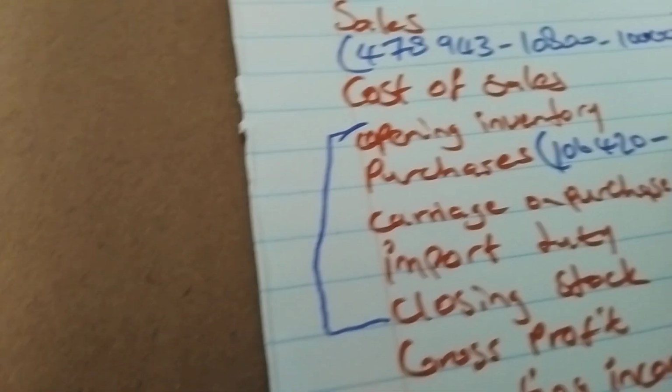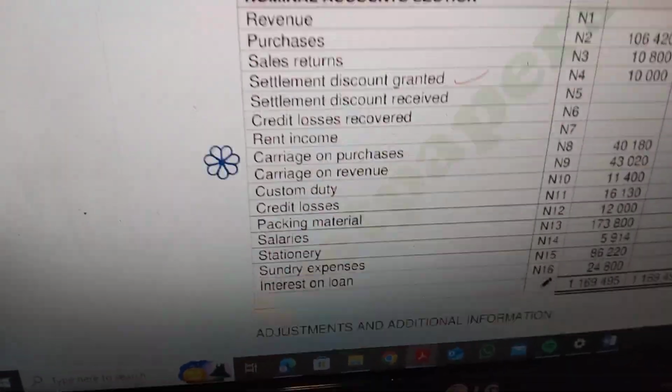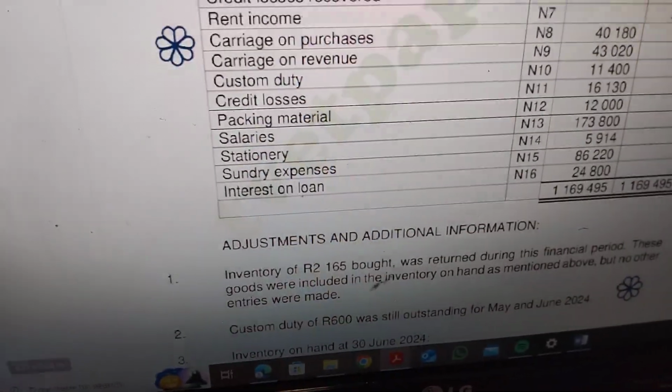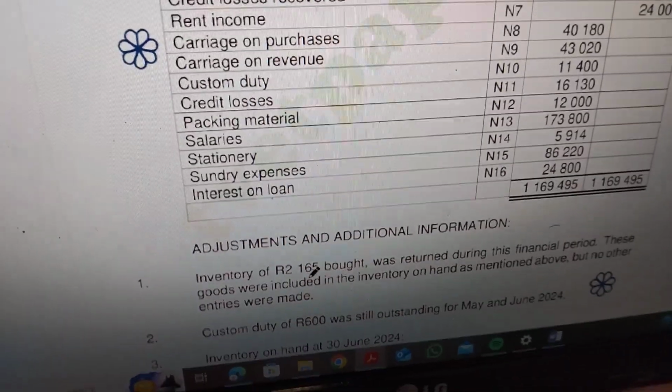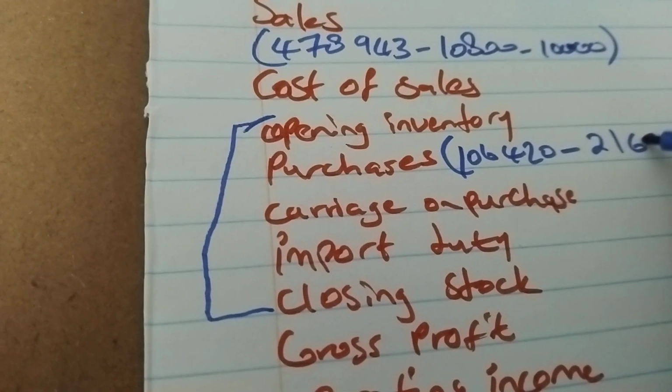106,420 less what? The purchase return. So the purchase return, where was it? It was on the additional information. This one is the purchase return I even mentioned earlier. So we're going to minus 2,165 rand.